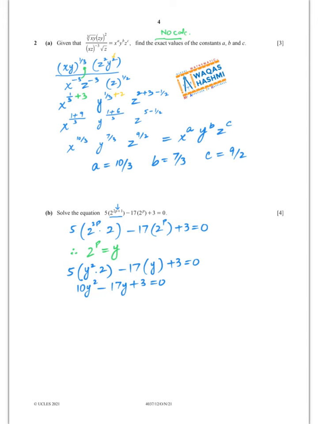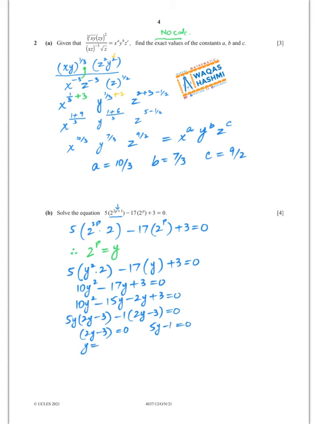Now you need to simplify by splitting the middle term here. So 10 3s are 30. We need to think of two numbers. So it will be 10y square minus 15y minus 2y plus 3 is equal to 0. 15 2s are 30 and 15 plus 2 is 17. Now taking common, it will be 5y inside the bracket 2y minus 3, minus 1 times 2y minus 3 is equal to 0. Again taking common, 2y minus 3 is equal to 0 and 5y minus 1 is equal to 0.